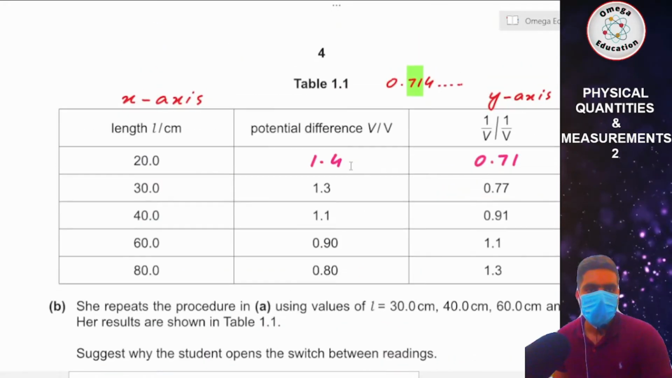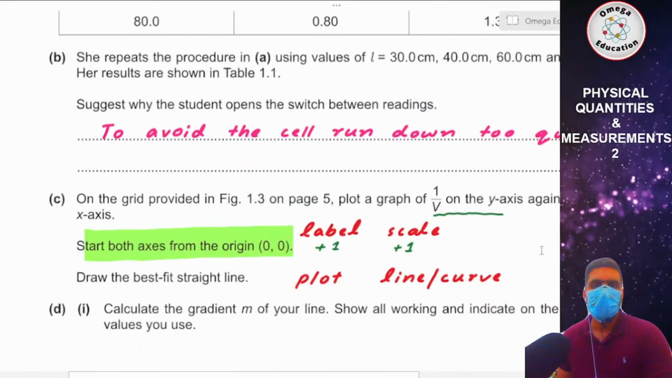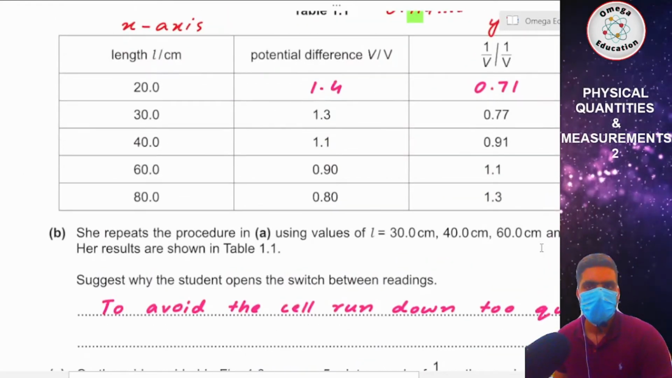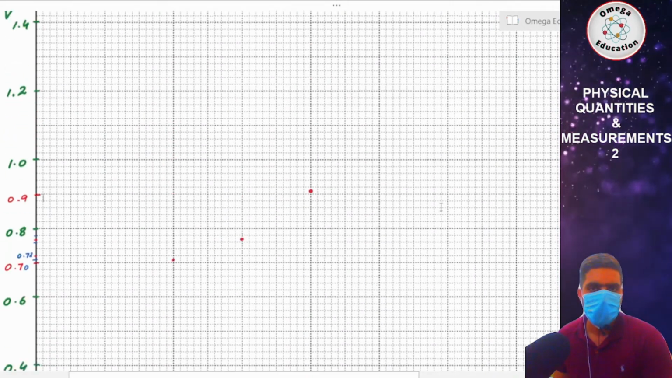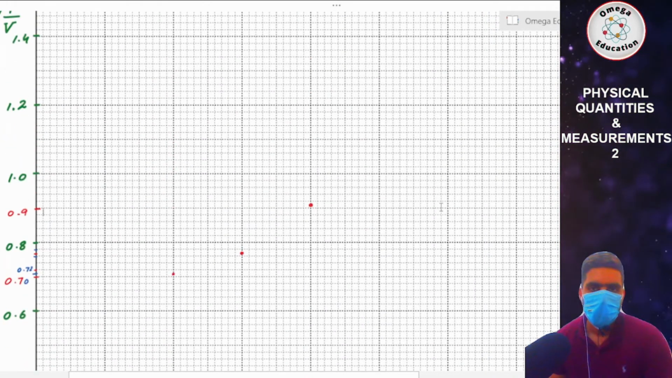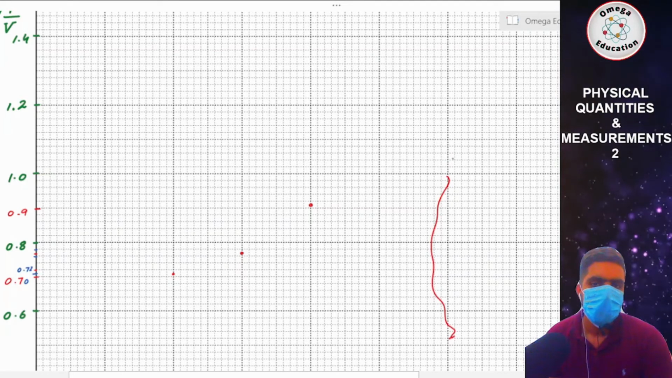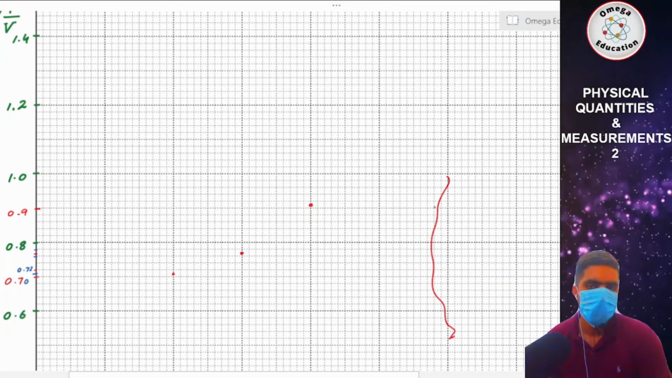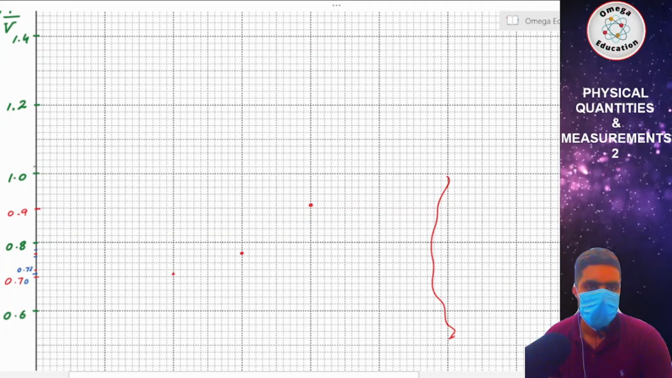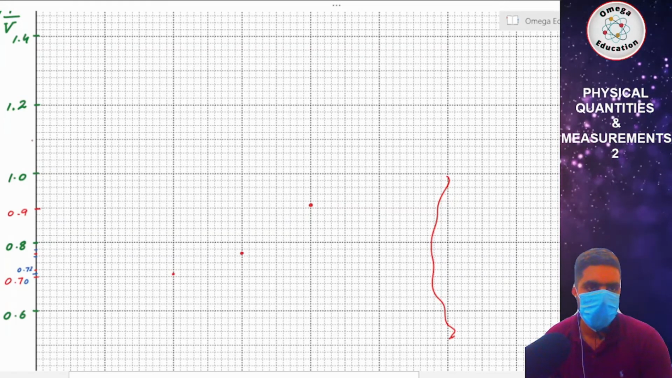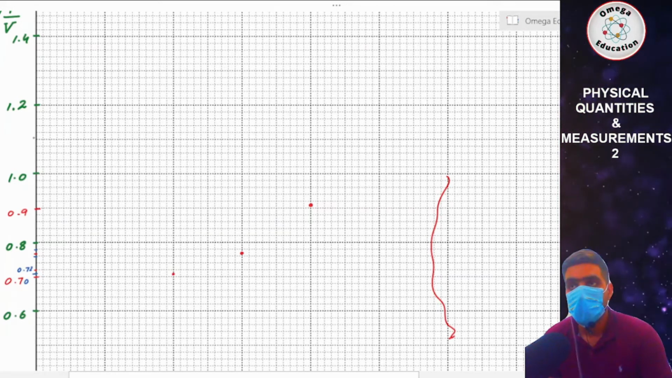All right, the next one that we have is 60 against 1.1. Yeah, 60 against 1.1. So 60 from the x-axis. This one is representing 60. 60 from this side and 1.1. So 1.1, first of all, this is 1.0. Sorry, 1.1.